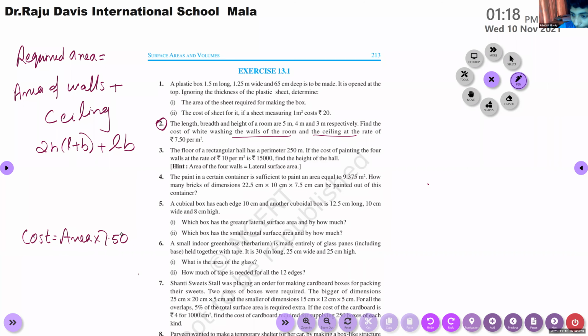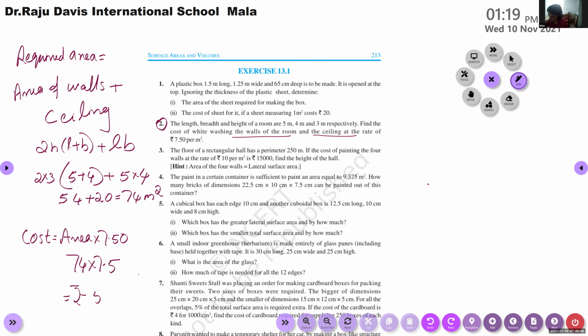Area how much? 74. That is 2H, H is 3, 2 into 3, L plus B. Cost for whitewashing the walls and ceiling of the room is rupees 555.